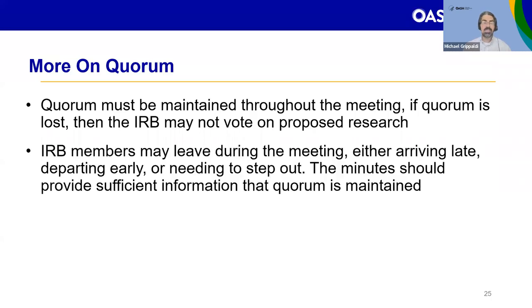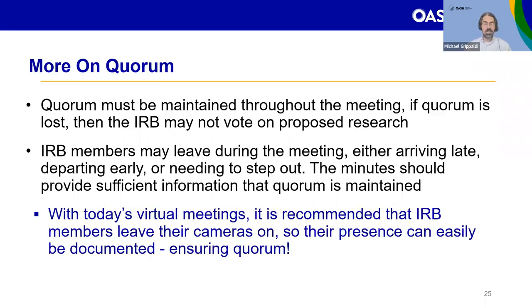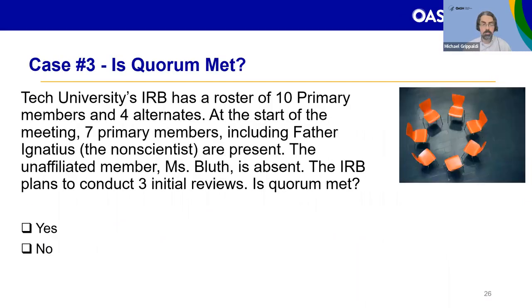Because of the necessity to maintain quorum, the minutes need to detail which IRB members are present for which items. It's also necessary to write down who came in late, who left early, or who stepped out. And again, with today's virtual meetings being such a common occurrence, those attending online should leave their cameras on so their presence can be noted or their absence can be noted as required. If someone's participating by phone, they should be sure to give a verbal, "Hey, I'm leaving," as well as, "Hey, I'm back," to announce their attendance for that particular action item.